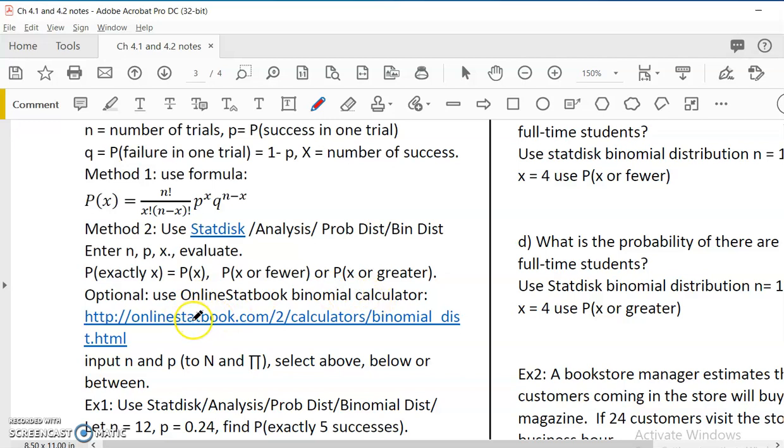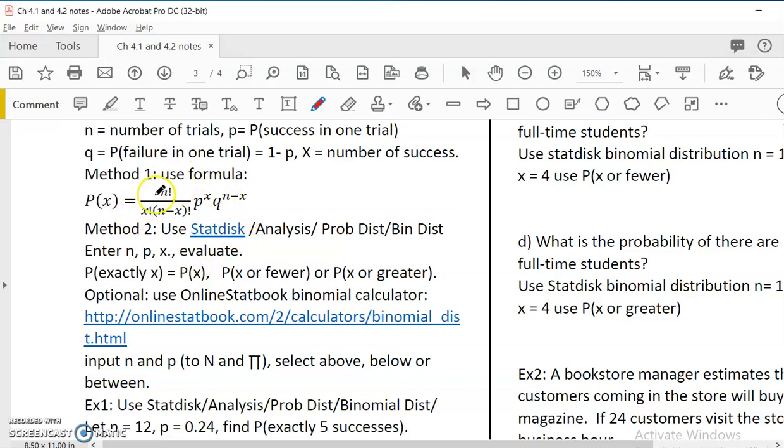I actually like the online StatBook a little bit better, because it also has a graph, but the problem is p is limited to 2 decimal places. So in general, if p is more than 2 decimal places, you cannot use it. So by default, in all my calculations and in class, I will teach you how to use StatDis. StatDis is our default calculator, so it's okay. It is a little more tricky than the online StatBook, but you can get it to work.